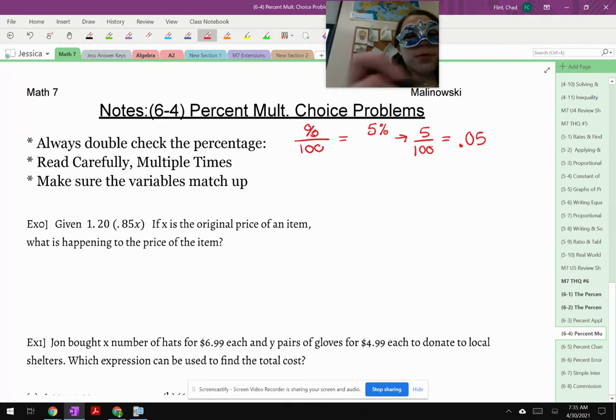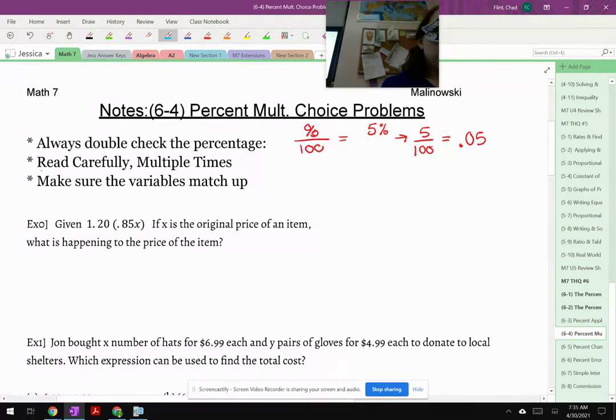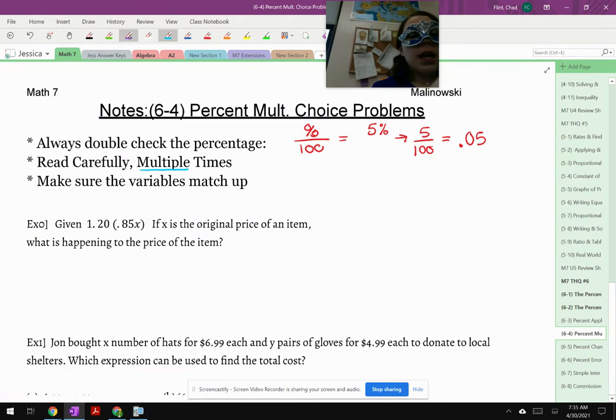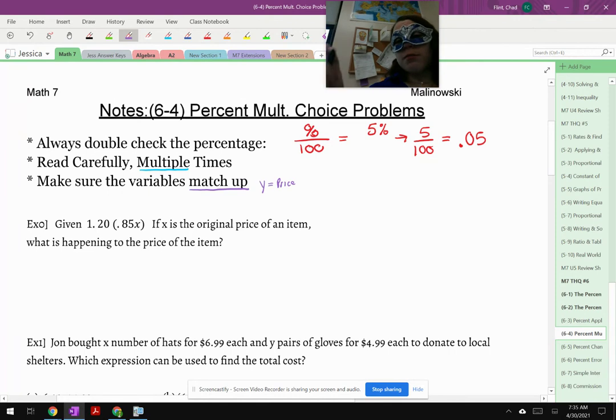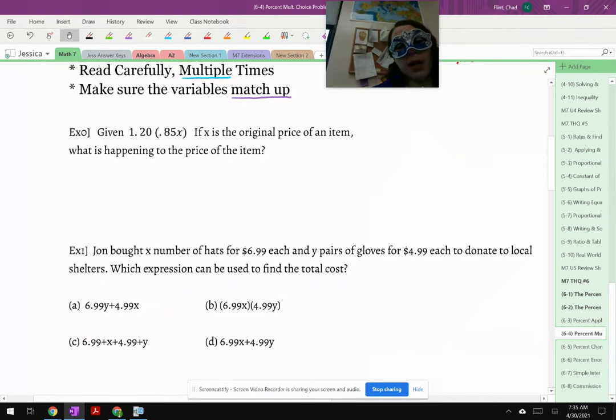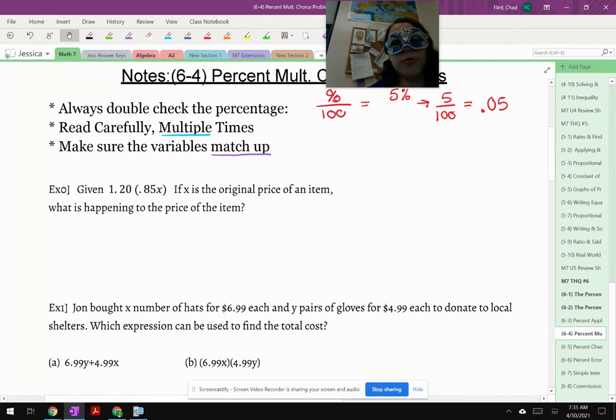Super important. With any word problem, you want to read carefully multiple times to make sure you're understanding what's going on. And finally, make sure the variables match up. If y is equal to the price, make sure that matches up. But you'll see what I mean in some of these next examples. I'll point it out for you.